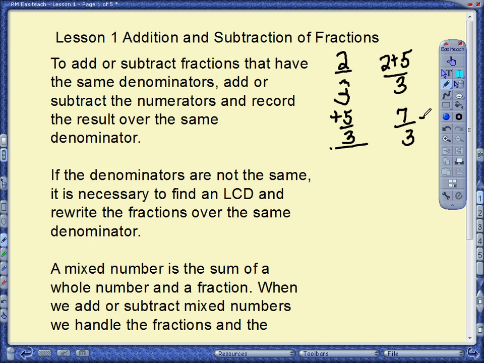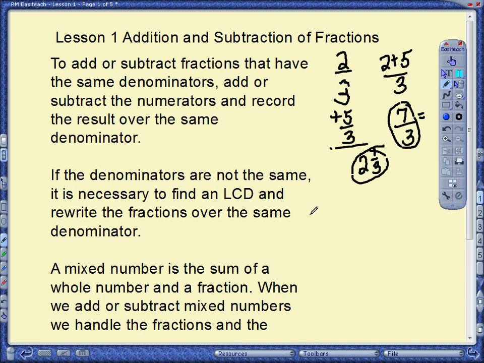We could leave it like this, or we could change it to a mixed number by dividing 3 into 7. 3 goes into 7 twice, with the remainder of 1, the 1 goes over the denominator. So either of these answers would be fine. This one is called an improper fraction because the numerator is bigger than the denominator. And this is called a mixed number because it has a whole number part and a fractional part.